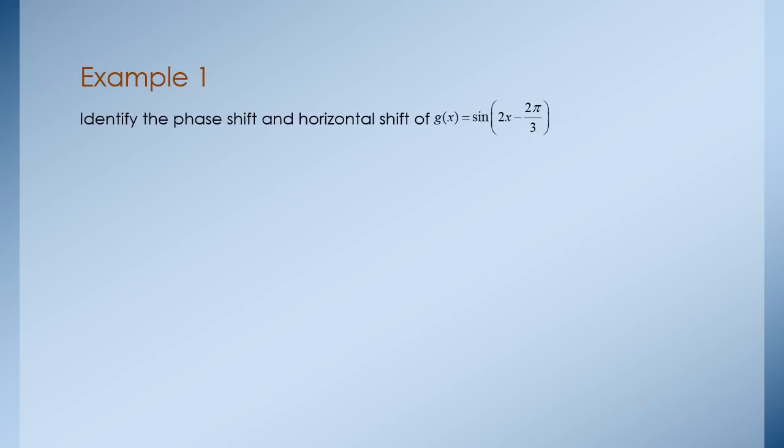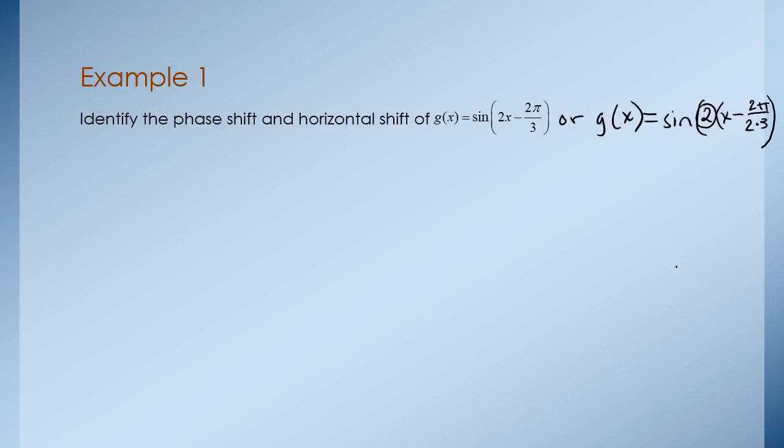Identify the phase shift and the horizontal shift of g of x equals the sine of 2x minus 2 pi over 3. What we have on the inside of this function is something that has not been factored. Instead of having just x, I have 2x. So I'm going to factor a 2 out to get the x by itself. And out of that 2 pi over 3, to offset the 2 that I just pulled out, I put a 2 in the denominator.